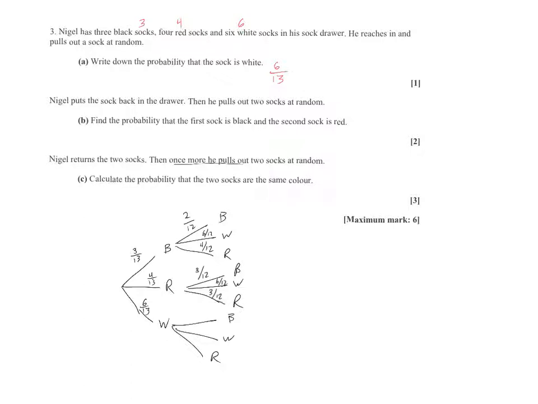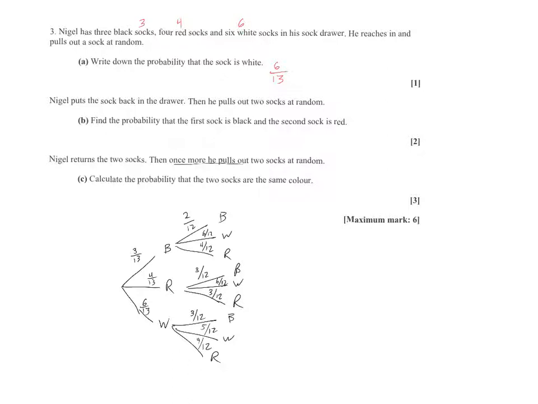And so black again will be 3 out of 12. The whites will be 5 out of 12. And the reds, of course, will still be 4 out of 12. Okay, so this is going to allow us to answer all of the questions that we have left.